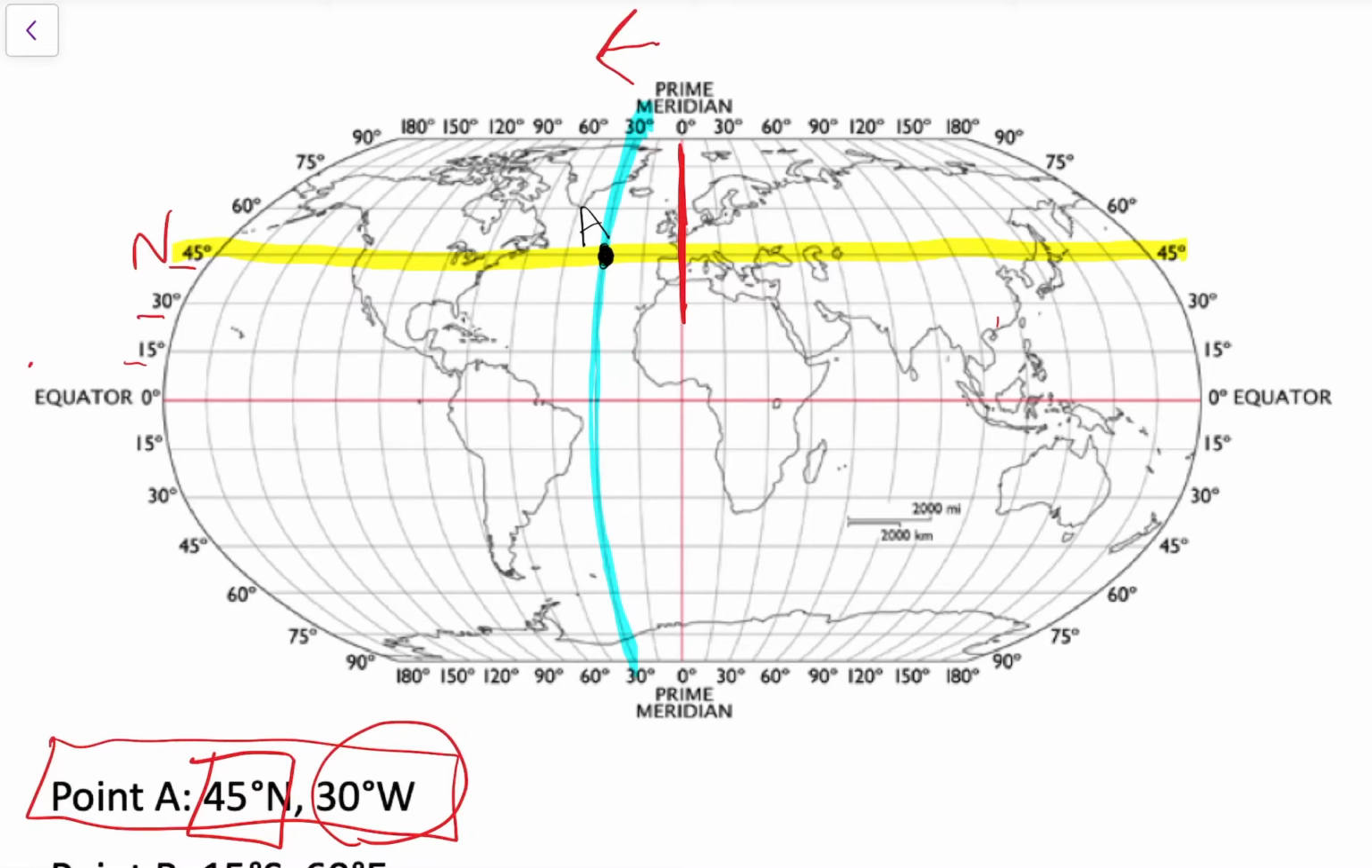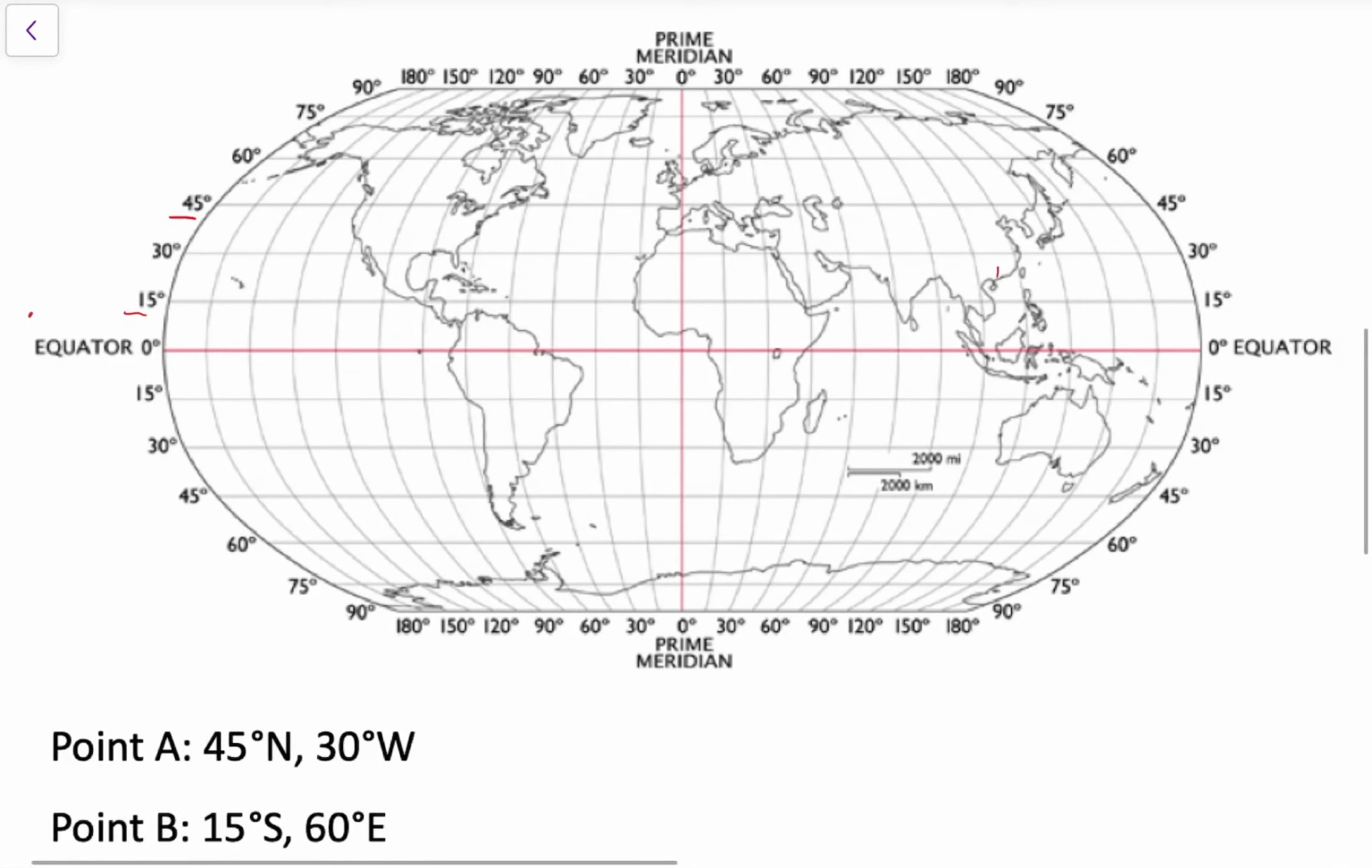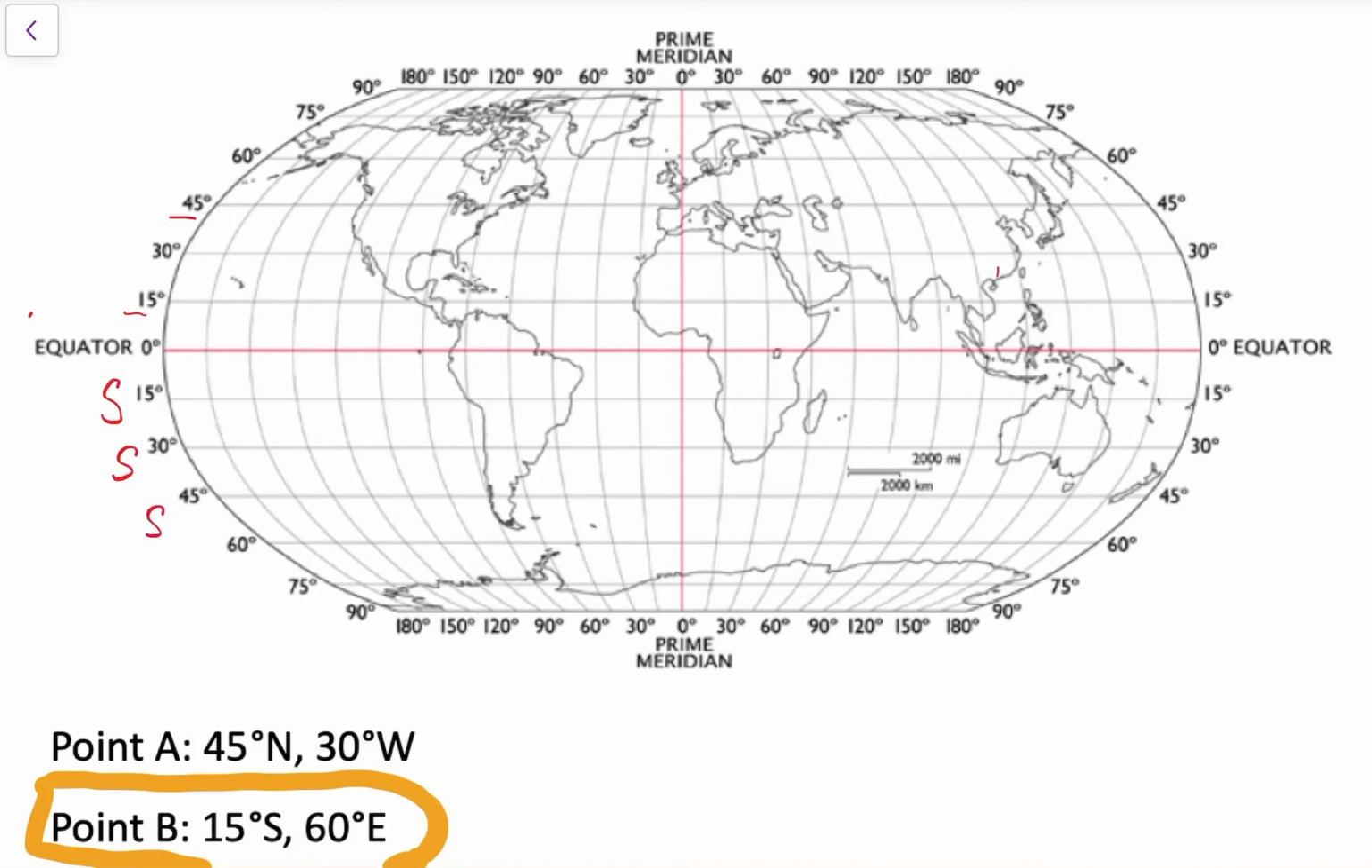Let's try another example. I will now look at point B here. Point B is 15 degrees south, 30 degrees east. Again, I'm going to use my highlighter to show you as an example. Okay, 15 degrees south. If I'm looking south, I want to go below the equator. South, south, south. 15 degrees south is this line here. I will highlight the whole line of latitude to show you.